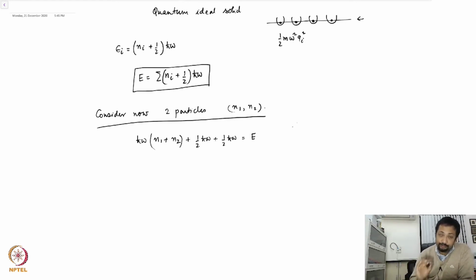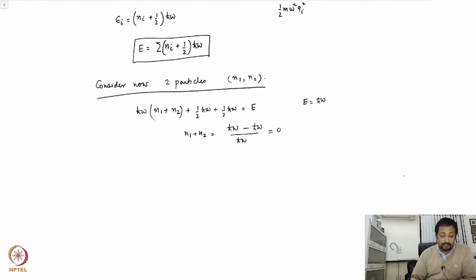So now we fix the total energy. E is equal to h bar omega. This is the total energy of the system: 2 particles, 2 oscillators with a total energy of E equal to h bar omega. And then you immediately see that n1 plus n2 is going to be h bar omega minus h bar omega divided by h bar omega, which is equal to 0. Which essentially means that n1 must be 0, n2 must be 0. No other combinations of n1 and n2 are possible.